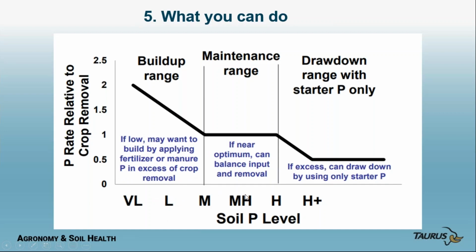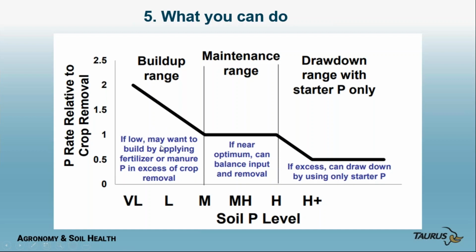If you're in the medium to high range, you can balance the input and removal. So all you do there is put in your removal. You don't have to add anything else to build. You just maintain it at your medium to high level, and you would put in a pop-up. If you have excess amounts, say you're at 30, 35 parts per million, all you might need there is a starter fertilizer, a starter P. So it depends on the level you're at.